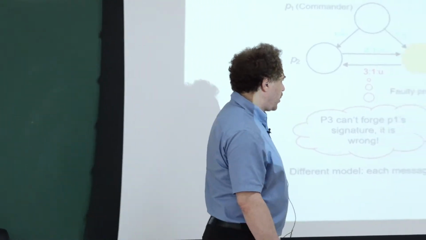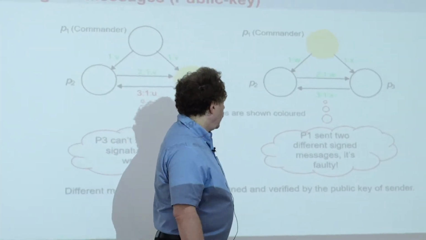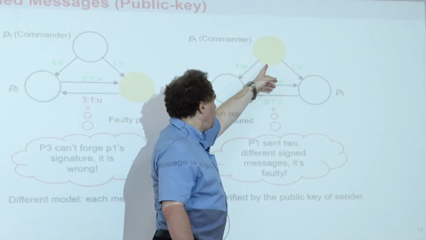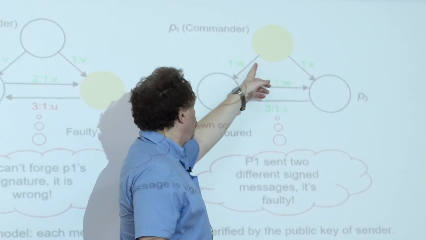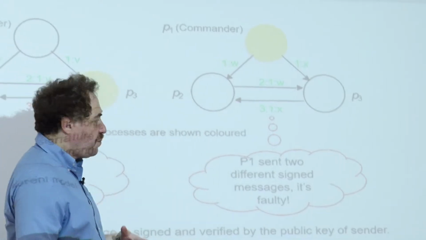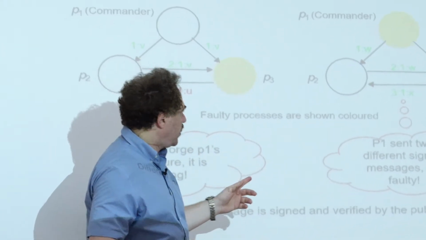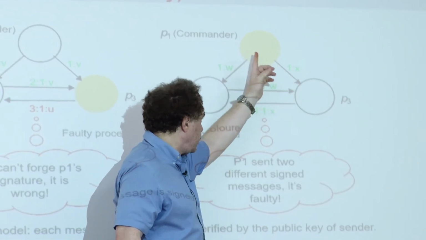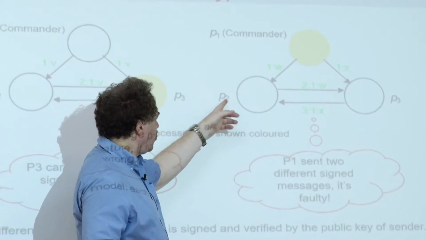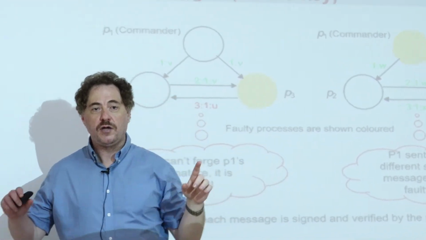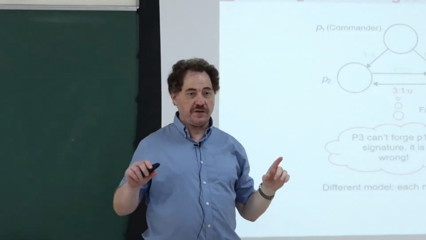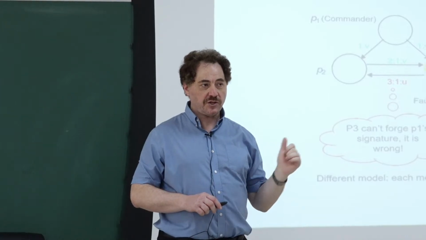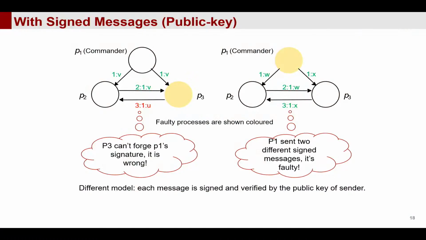And in the second scenario, if P1 is the faulty commander, it would send 2 different messages. Both messages would be signed. And if P3 forwards the message from the commander with the signature to P2, then P2 will see that the commander actually sent 2 signed messages with different values. And that means that the commander is faulty. So the detection can be achieved with digital signatures.